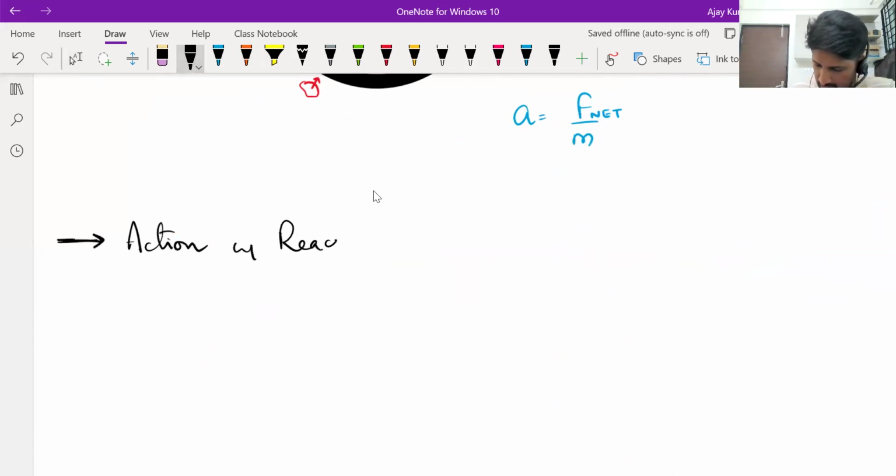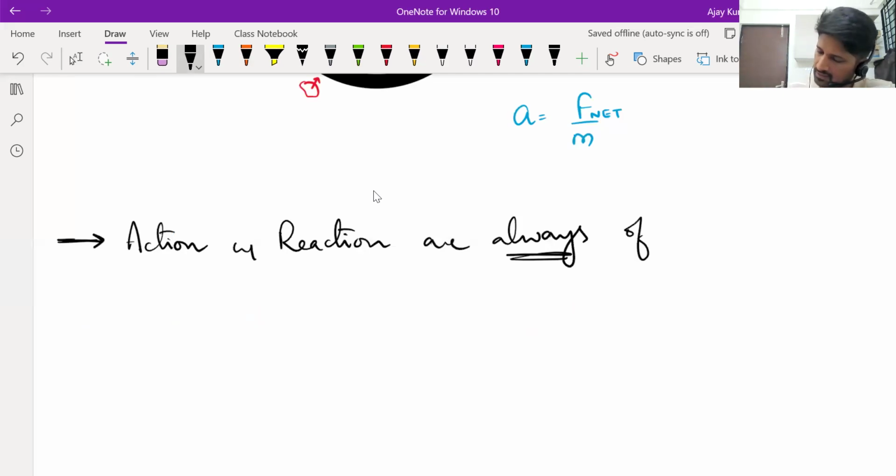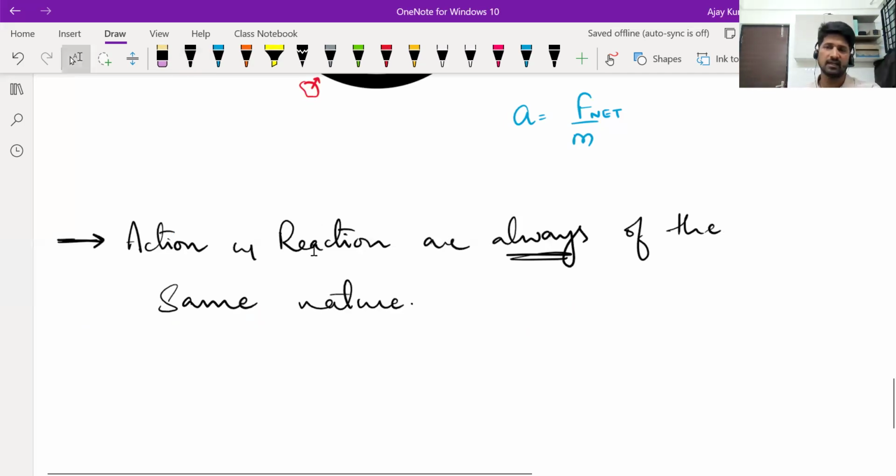Action and reaction are always, there is no exception to this, of the same nature. So if the action is a gravitational force, the reaction is a gravitational force. If the action is an electromagnetic force, the reaction will be an electromagnetic force. It's like that.